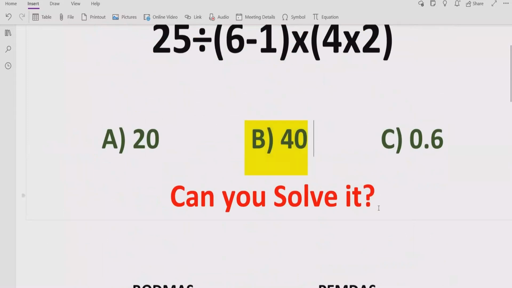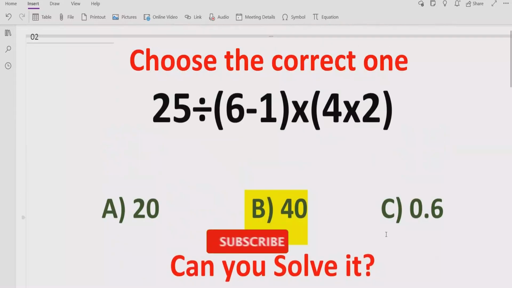I hope you understand how you can solve the given expression using PEMDAS and BODMAS method and find out the correct result. So that's it for today.